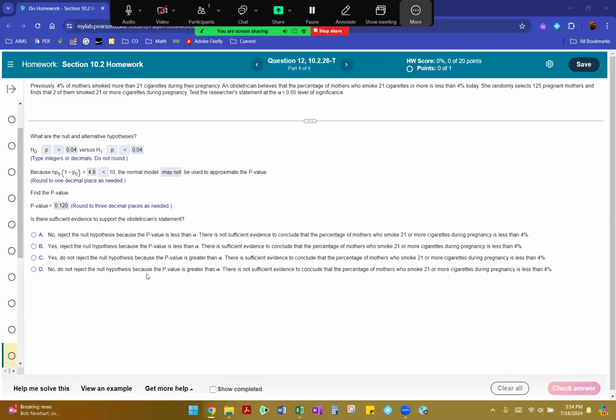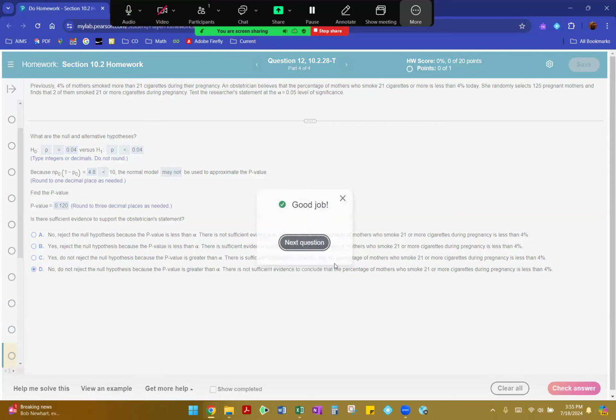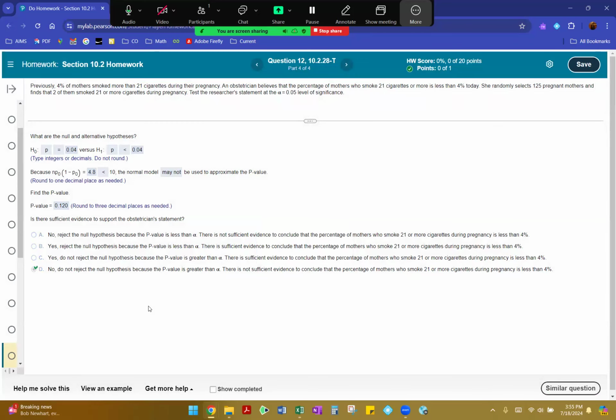And then you have to choose between the 2 options here, C and D. Do we not reject the null hypothesis because there is sufficient evidence to conclude the percentage of mothers who smoke 21 or more cigarettes is less than 4%? Or do we say, do not reject the null hypothesis because there is not enough evidence? I would go with there is not enough evidence to make a claim that less than 4% of pregnant mothers are smoking 21 or more cigarettes. So that would be the option I would choose.